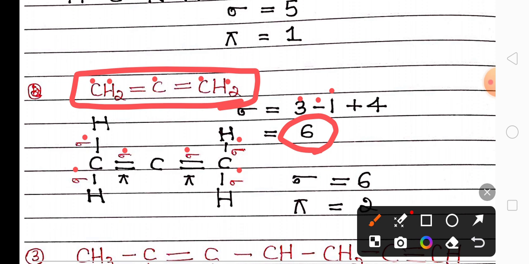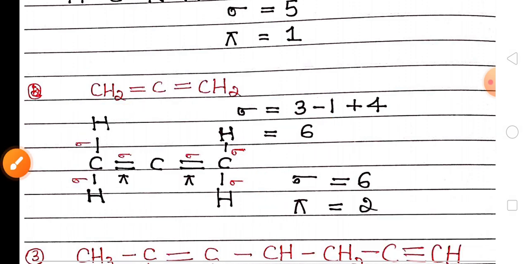And in case of a carbon-carbon double bond, there is 1 sigma bond and 1 pi bond. So that's why here 1 pi bond and here 1 pi bond. So the number of sigma bonds is 6 and pi bonds is 2 in this compound.